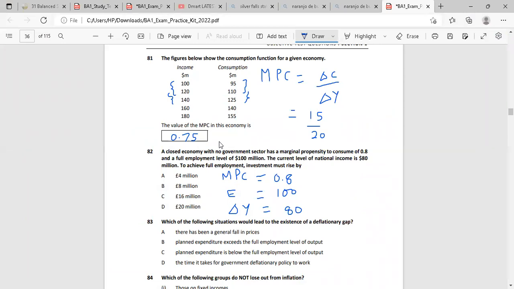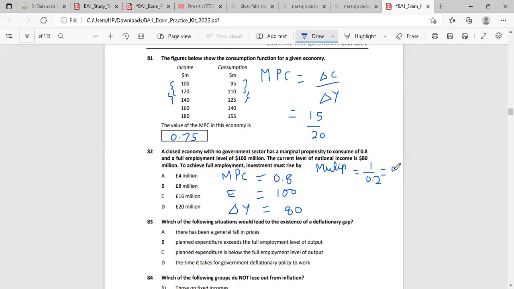We'll go back to the question once. Let's first find out the multiplier. The multiplier is equal to 1 by 1 minus 0.8. So 1 by 0.2, which is equal to 5. Yes, it's coming to 5. Multiplier is 5.